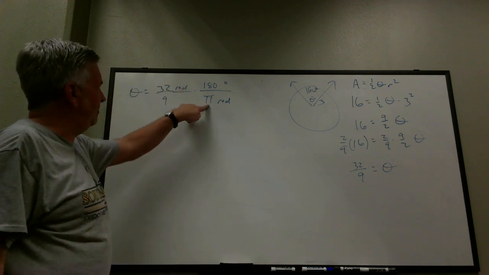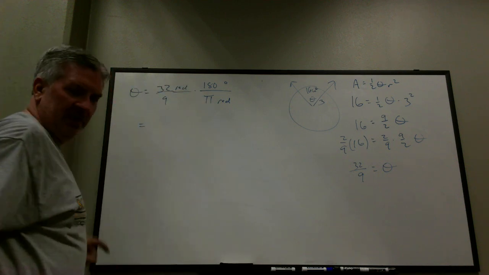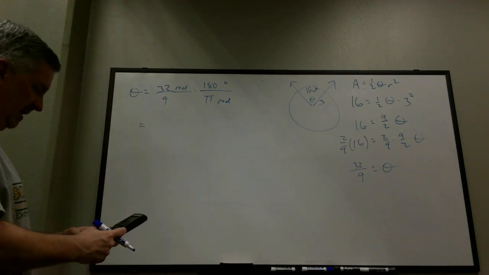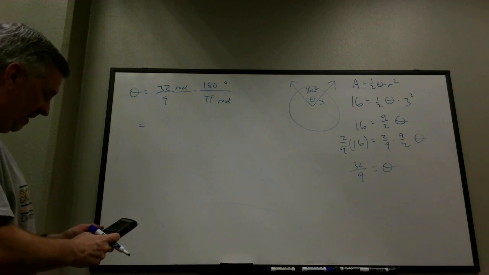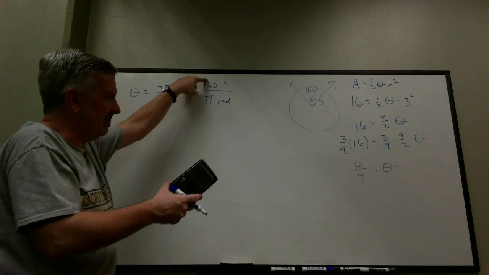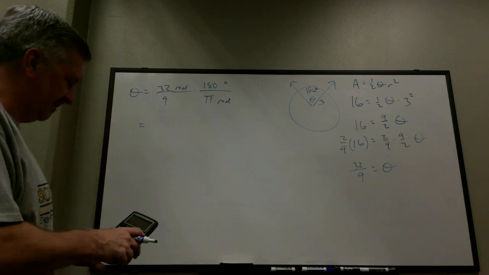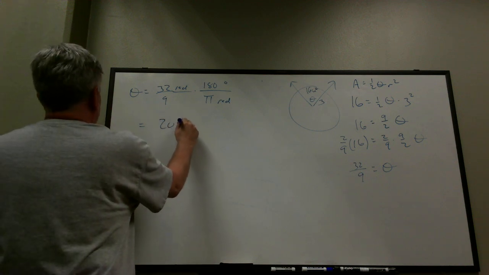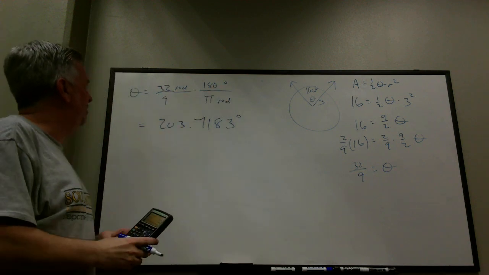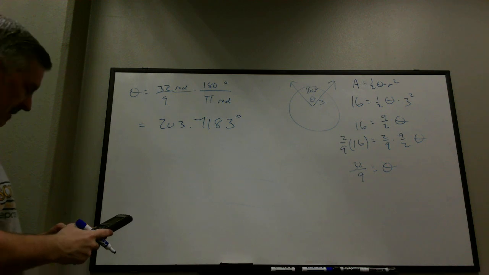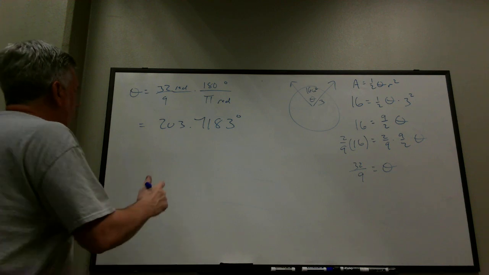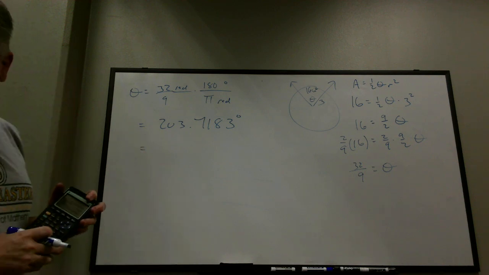Again, when I punch all this in, I'm going to punch in the pi as well. So when I do that, it's 32 times 180. Again, you should punch along with me. Divided by 9, and then divided by the pi. And if you want to punch it all at once, it'd be parentheses 32 times 180 parentheses, divided by parentheses 9 times pi parentheses. I got 203.7183, that's degrees, right? The radians cancel. Let me check it one more time. 203.7183, right.